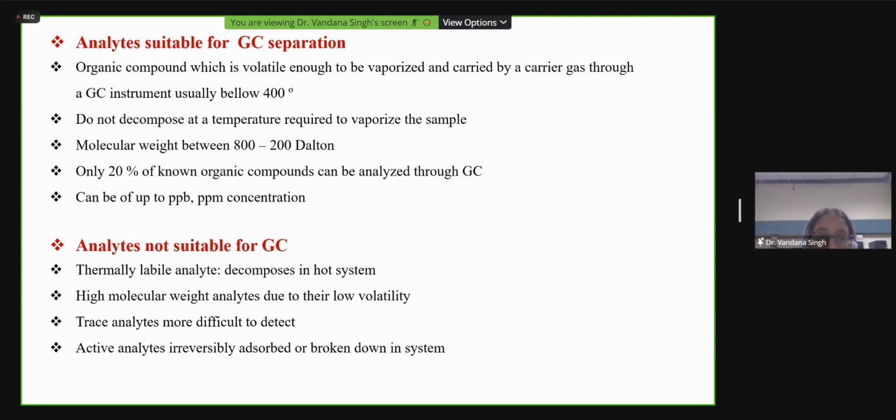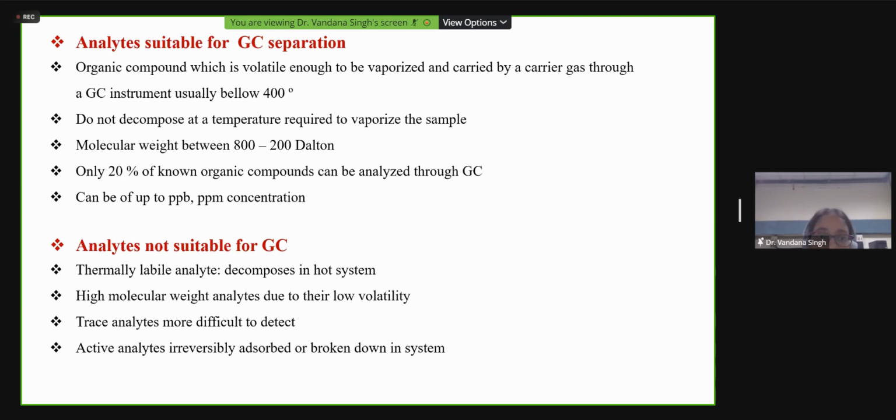They are very inert. As we know, these stationary phases also have certain properties: they should have a very high boiling point. They should not vaporize at the temperature that is generally used in the oven or capillary. They should be chemically inert, and they should be thermally stable. They should not decompose at very high temperature. So these are the materials which have these properties, so they are used as a stationary phase in these columns.